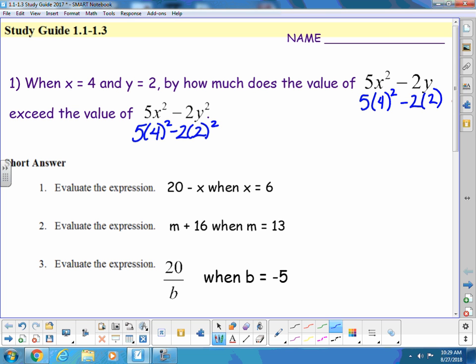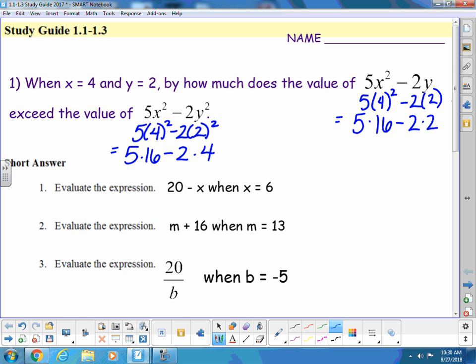PEMDAS, order of operations. So parentheses, there's nothing inside my parentheses that can be simplified. The next step is always exponents. We're going to do our powers, our squares. Starting on this side, 4 squared gives me what? 16. And 2 squared gives me 4. Do it over here too. 4 squared gives me 16, and in this one the 2 is not squared, so just 2 times 2.